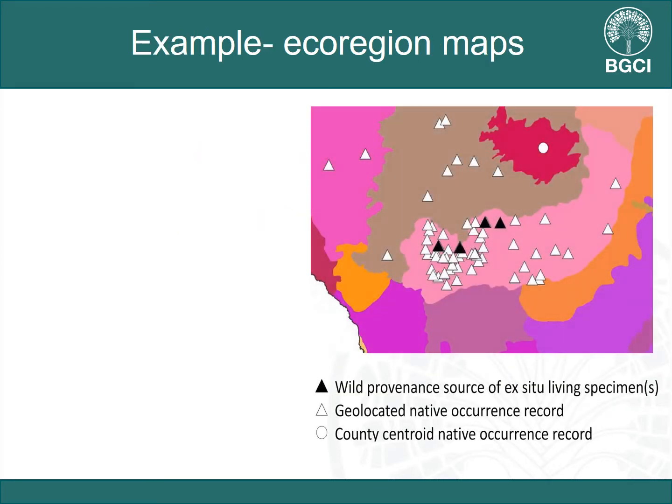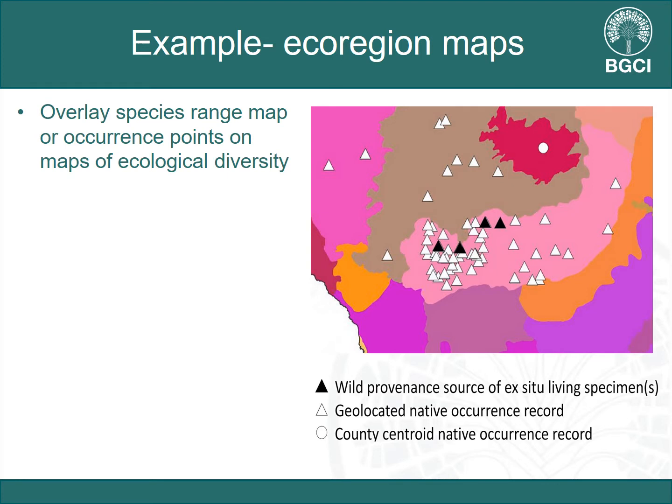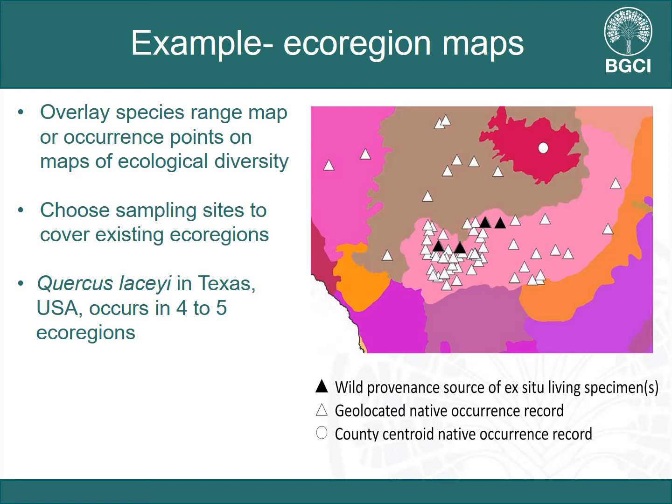First, if you have maps of ecological regions or habitat types for your country, such as the USDA hardiness zones or ecoregions defined by the EPA or Forest Service, you can overlay these maps on your species range map or occurrence points. Then, using this overlay, you choose populations to sample such that you cover each of the ecoregions with your sampling. For example, shown here are occurrence points in white triangles of Quercus laceyi, another oak species, in Texas, United States, overlaid on the level 4 ecoregions, that is, the different colors.